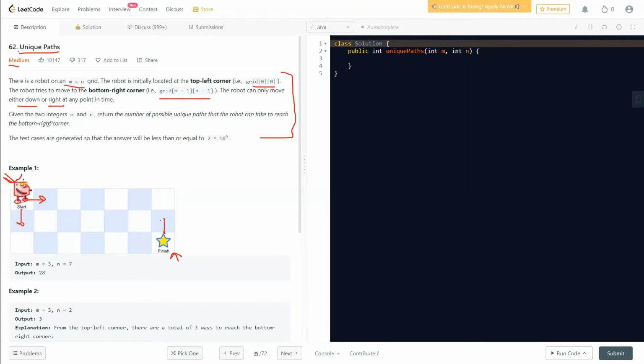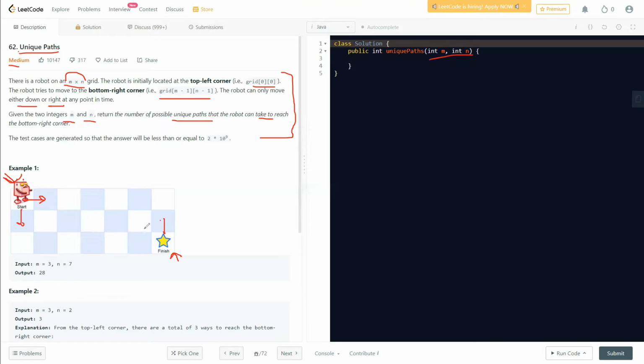Now it says that given two integers m and n, m cross n being the grid, we need to return the number of possible unique paths. We need to return how many possible paths the robot can take to reach the bottom right. So starting from 00 till the m minus 1, n minus 1 position, how many paths can the robot take? That will be our idea over here.